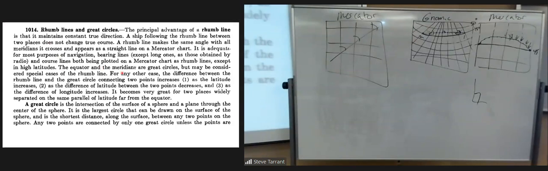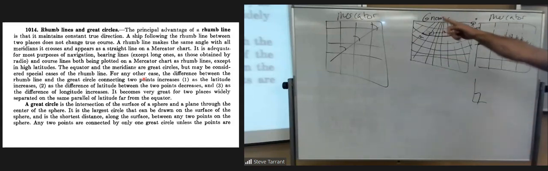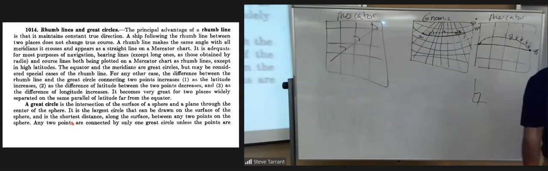For any other case, the difference between the rhumb line and the Great Circle... Here's where we're at now. We're going to talk about the difference between Great Circle and rhumb line. The difference between a rhumb line and a Great Circle increases as the latitude increases, as the difference of longitude between two points decreases, and as the difference of latitude decreases and as the difference of longitude increases. That's three conditions.